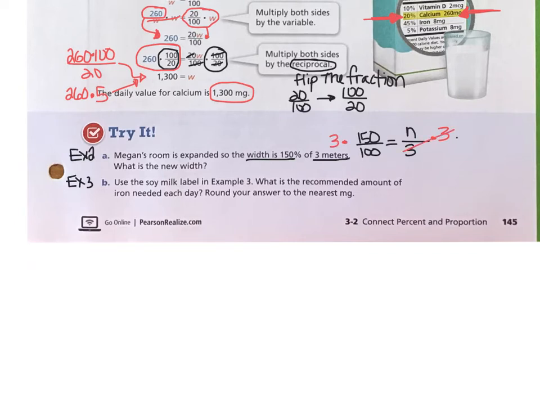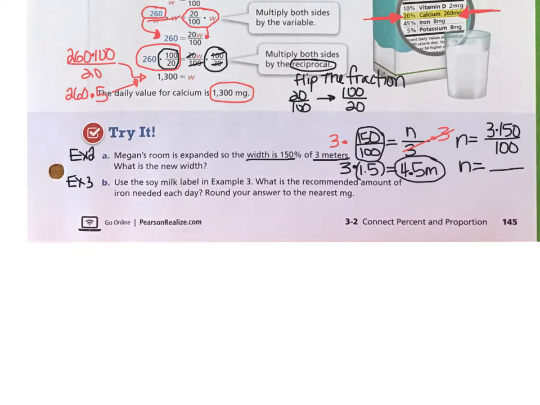And we get N equals 3 times 150 divided by 100, or we could do 3 times this fraction in its decimal form, which is 1 5/10. Again, you can do 3 times 150 and then divide that result by 100. In any case, you get a new width of 4 5/10 meters.